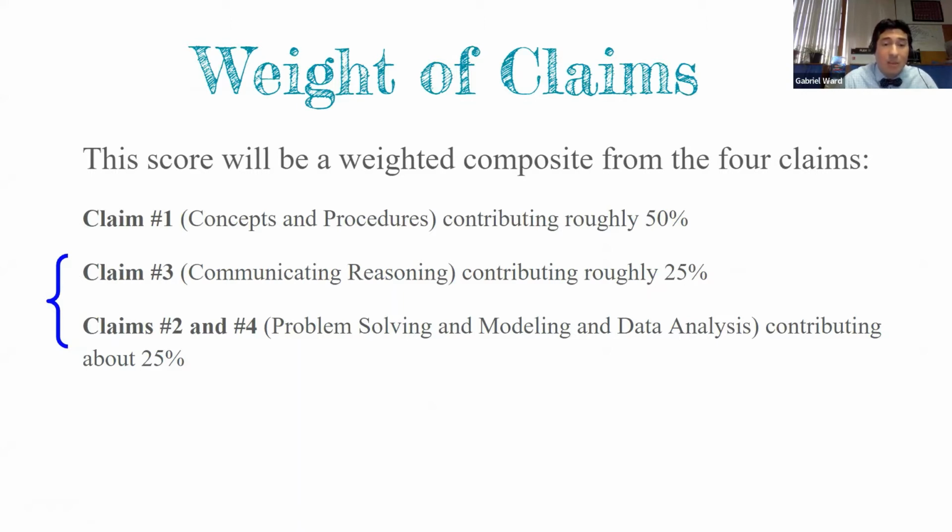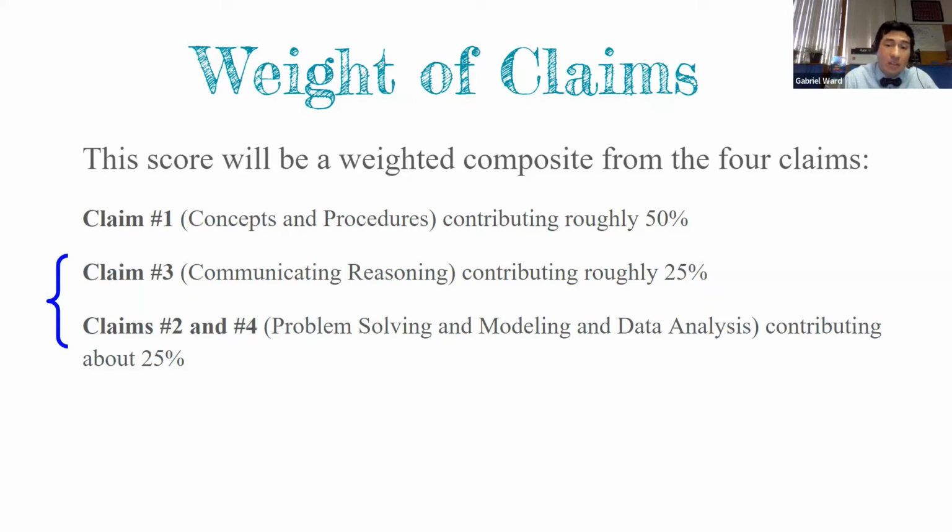And when we talk about claim 1, I want to be clear, that is what students are expected to do in your grade level. So if you're teaching 4th grade, what are those standards that 4th graders are held accountable to? Those would be your concepts and your procedures, which is half of the test.